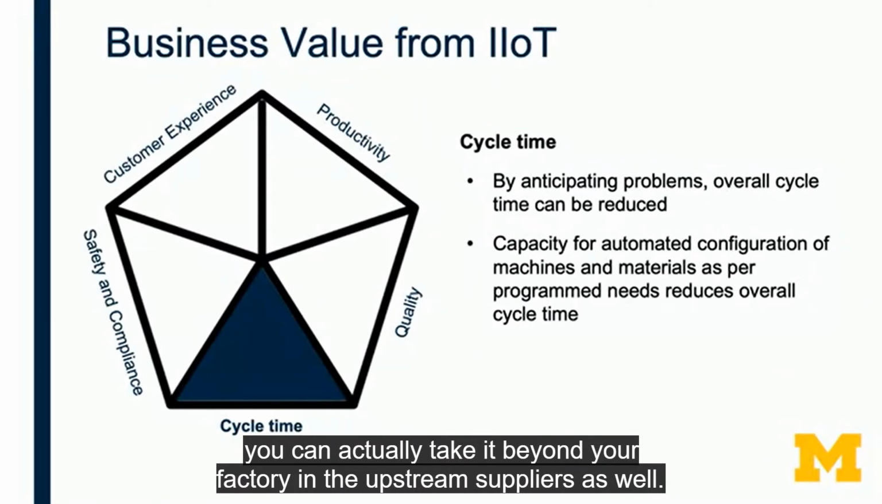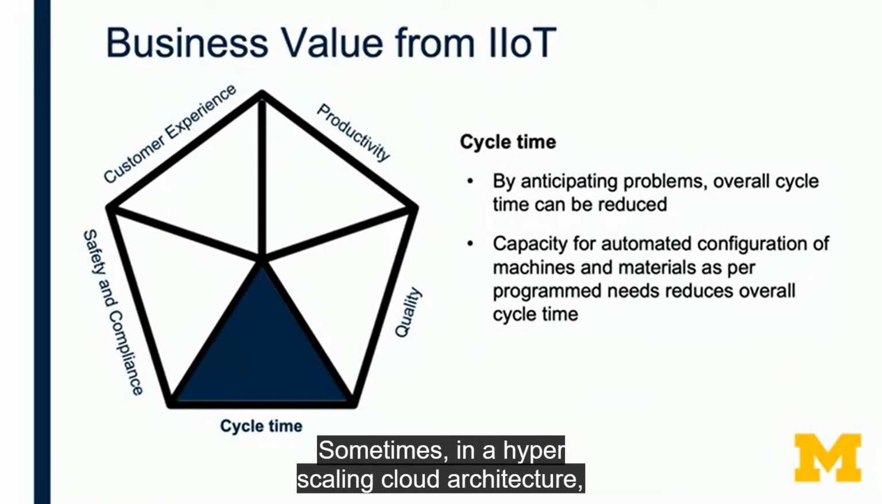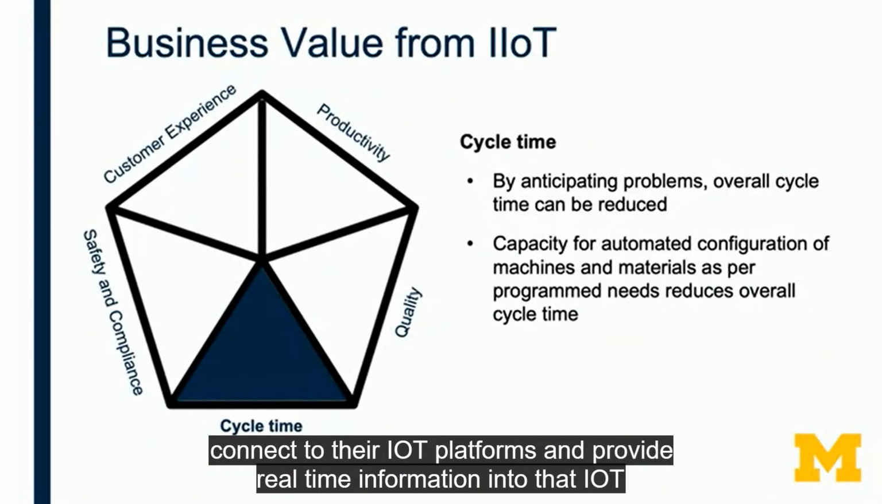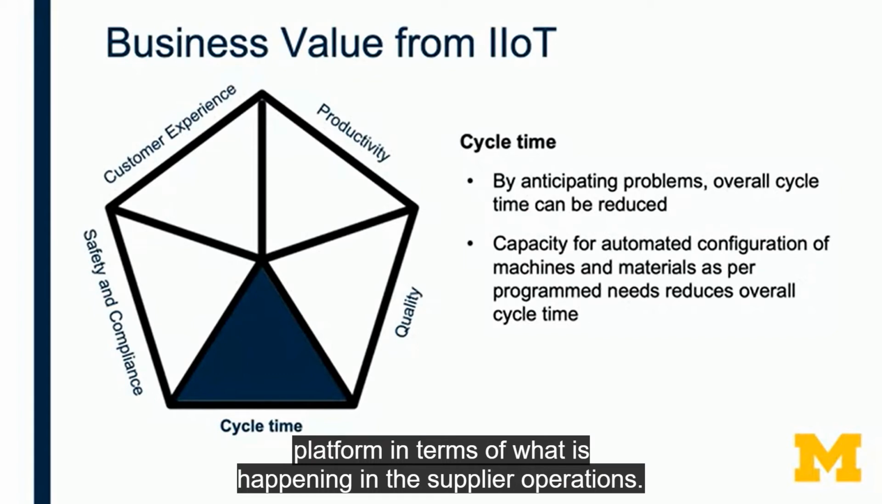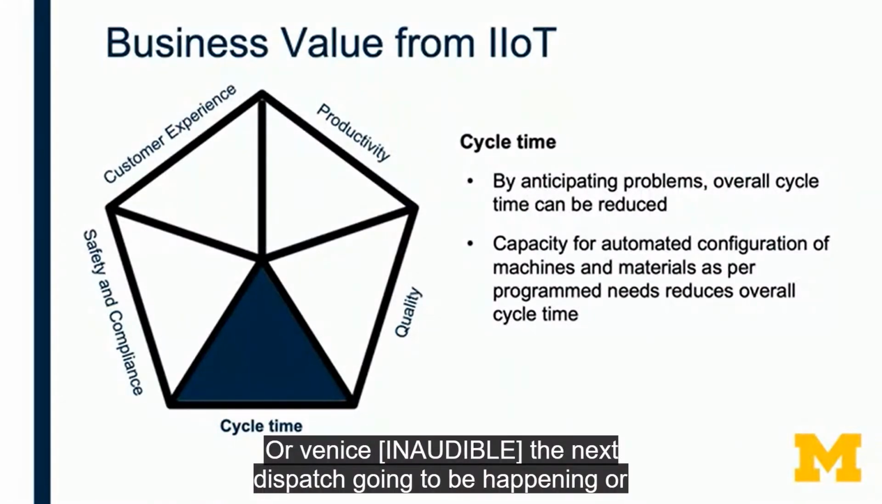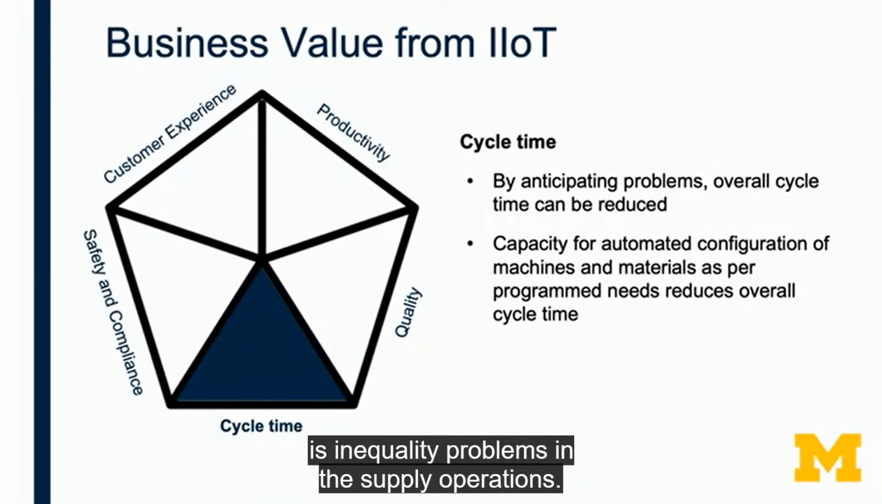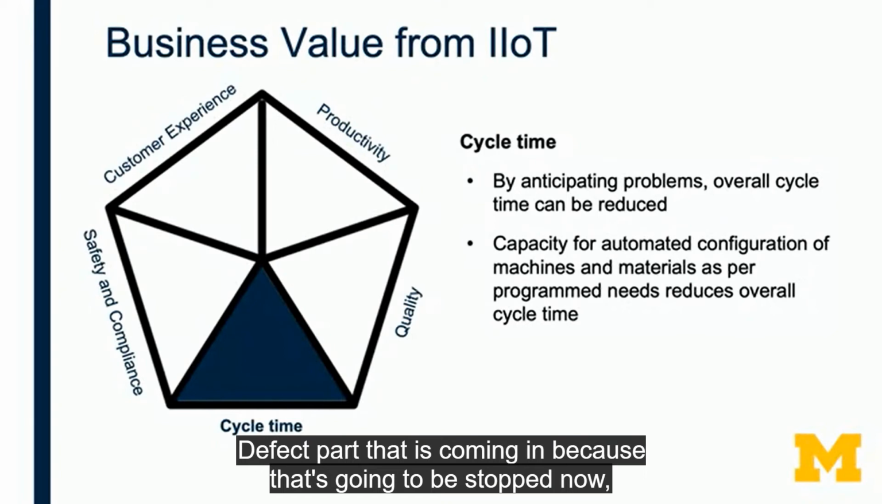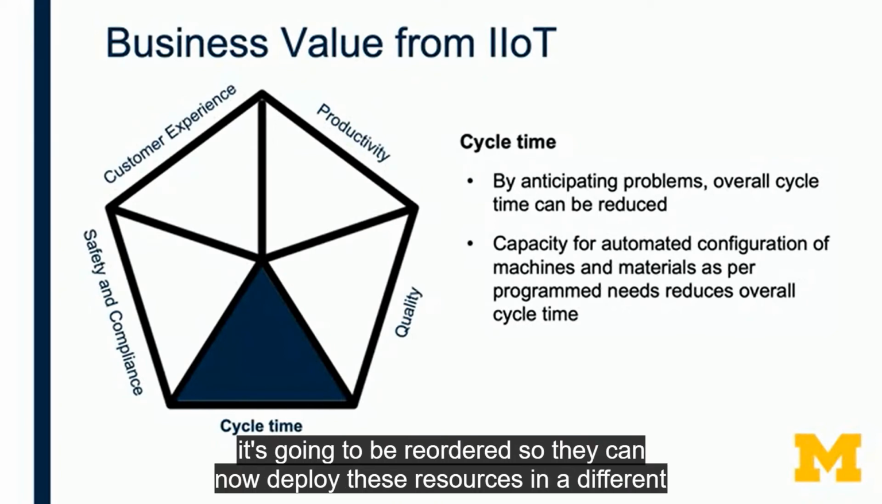Sometimes, in a hyperscaling cloud architecture, some large manufacturers even mandate that some of their suppliers connect to their IoT platforms and provide real-time information into that platform in terms of what is happening in the supplier operations, or when the next dispatch is going to happen, or if there are any quality problems in the supplier operations. If they get to know that information proactively, then obviously they don't have to block some of the resources for that defective part that is coming in, because that's going to be stopped now, it's going to be rerouted. So they can now deploy these resources in a different place and improve the overall cycle time and productivity.